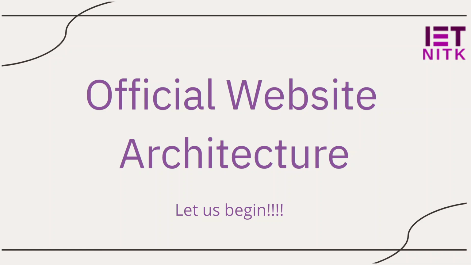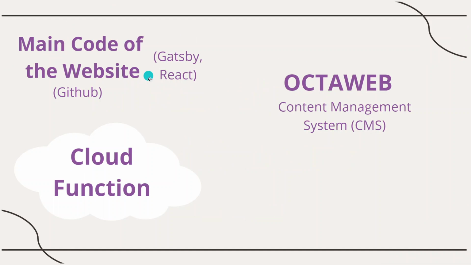And basically in this video I'm going to share with you the official website architecture, that is the architecture of our website, that is our club's website. So basically our website is composed of two different components. The first is the main code of the website plus the cloud function. Both of these are present on GitHub, and it just sounds complex, but actually it is not. It is a very easy thing.